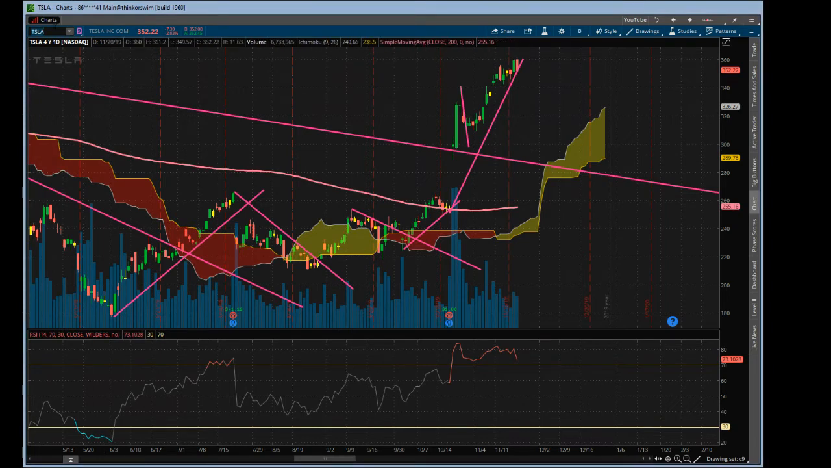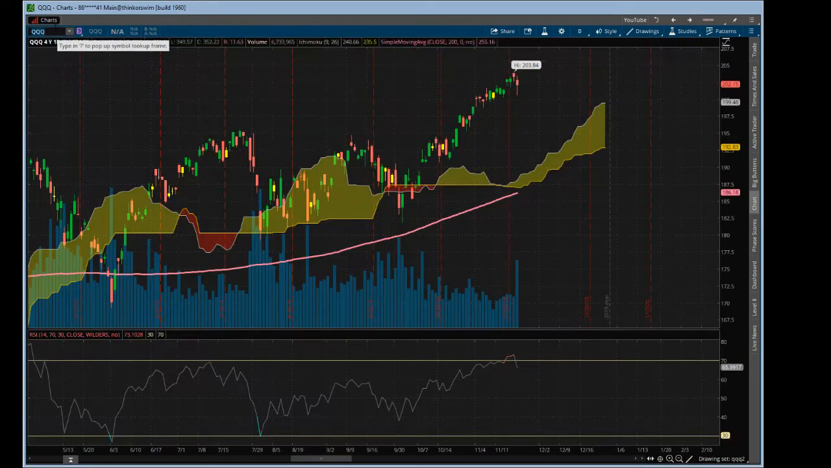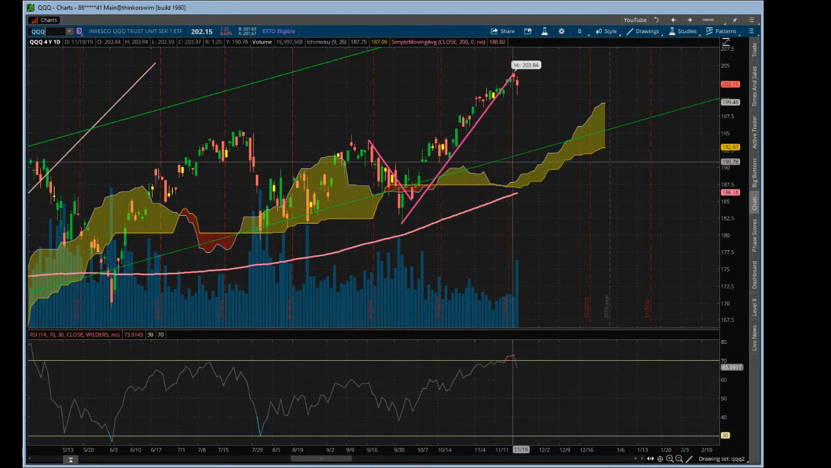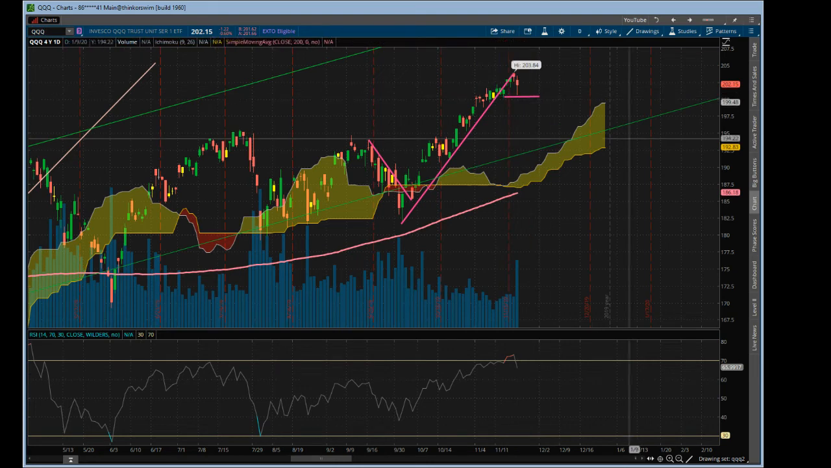Okay, QQQ. Very similar to SPX, but I think it's actually a little bit more bullish. Nope, sorry, the angle didn't look right here. Yep, so it's still got to close below these levels right here. So it held that as support a little bit.